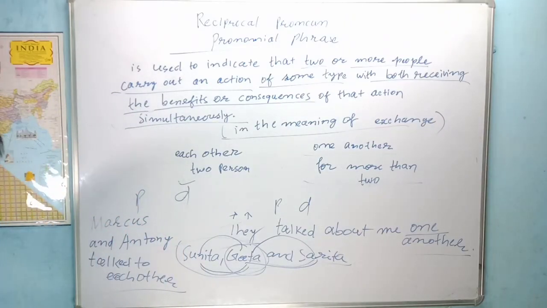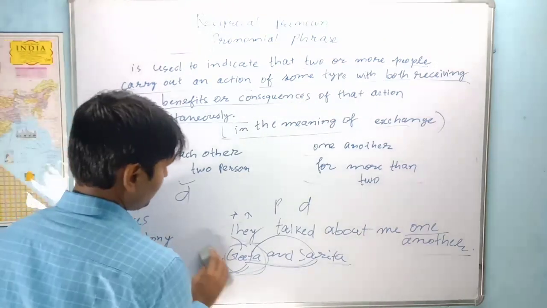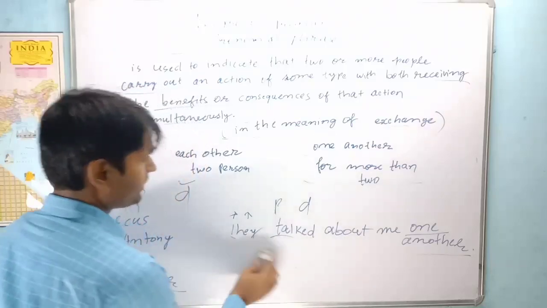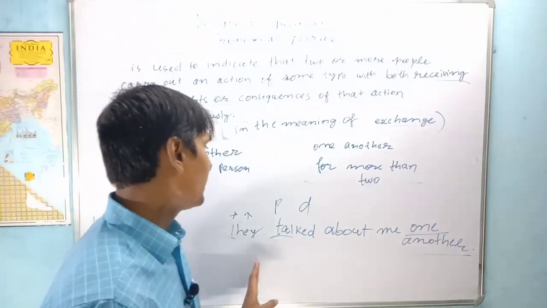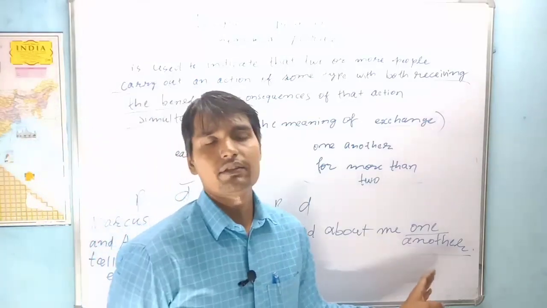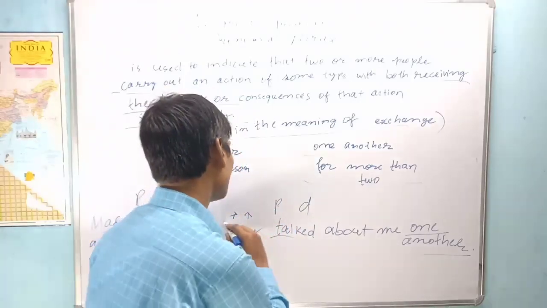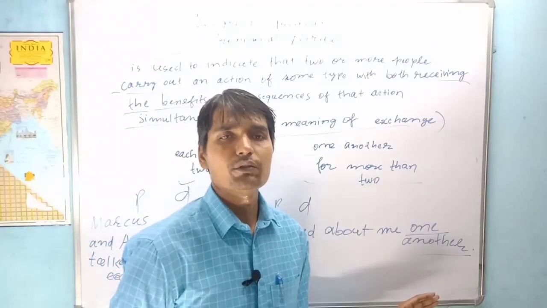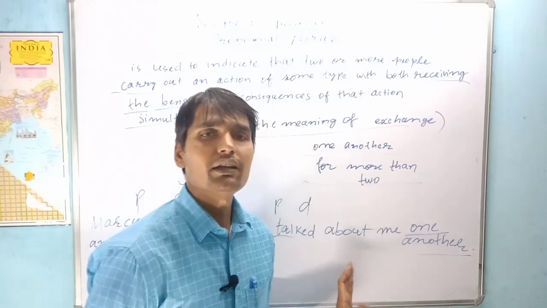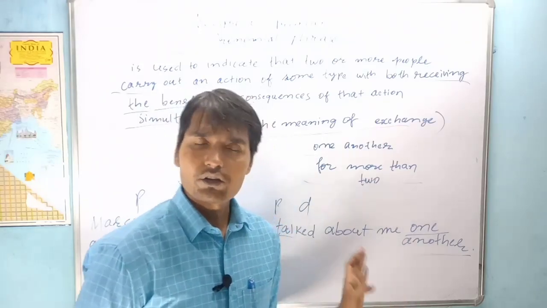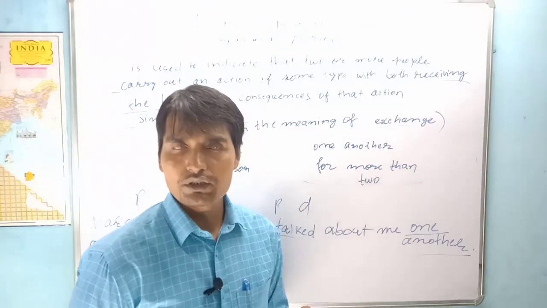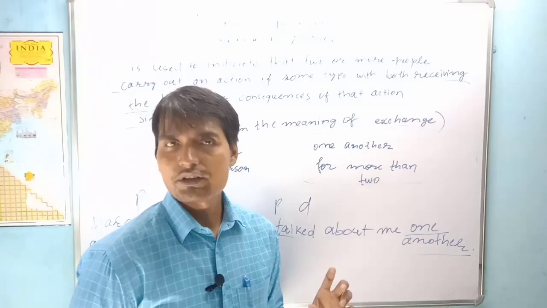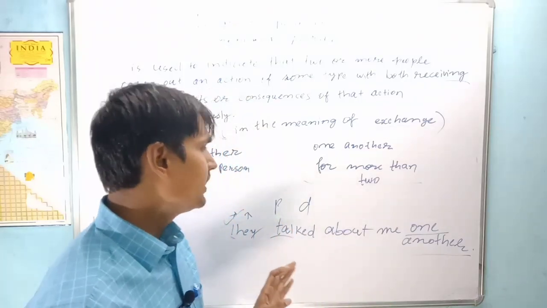Thereafter, it is given here that I have also written a sentence, but I just rubbed it out for proper understanding. So now you can see here I have written, they talked about me one another. It means because the subject is more than two, so here one another has been used. Here me is the person about whom they are talking. They are saying things about my behavior, my lifestyle, my profession, my daily life, whatever I do. And they have the same feeling.